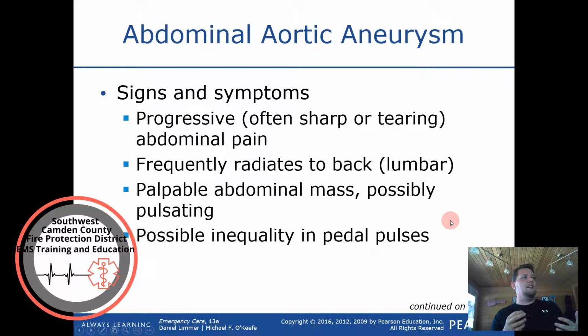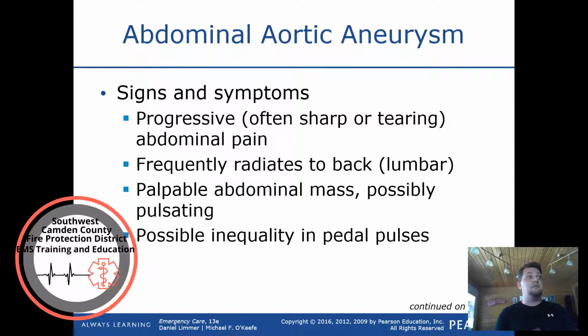Progressive and often sharp or tearing abdominal pain frequently radiates to the back, the lumbar area. There's a palpable abdominal mass, possibly pulsating, and possible inequality in the pedal pulses. If you have an abdominal mass that is pulsating, do not touch it, do not push on it, do not do anything with it. This patient needs immediate surgical intervention. That's the only thing that's going to fix it.